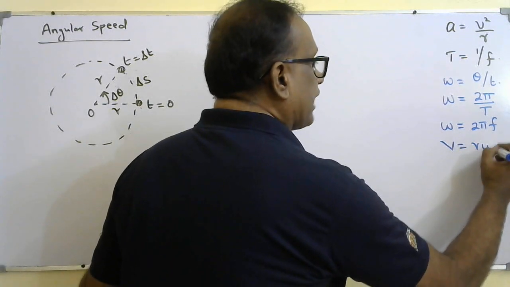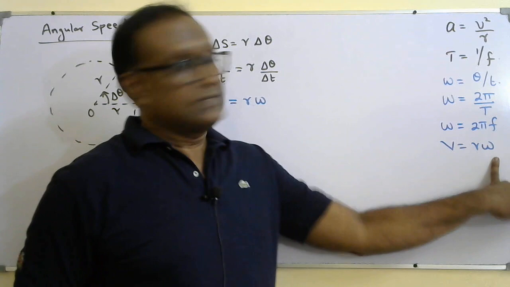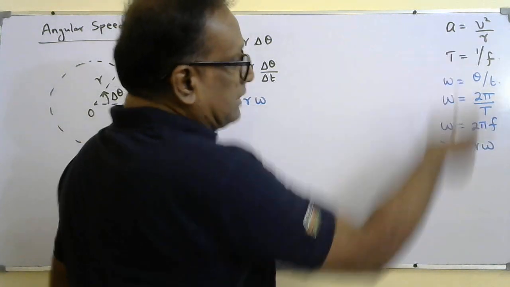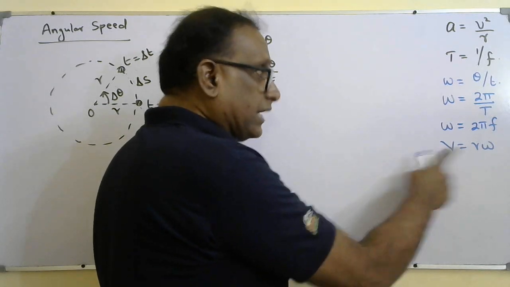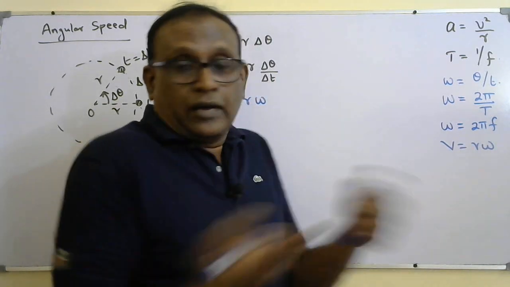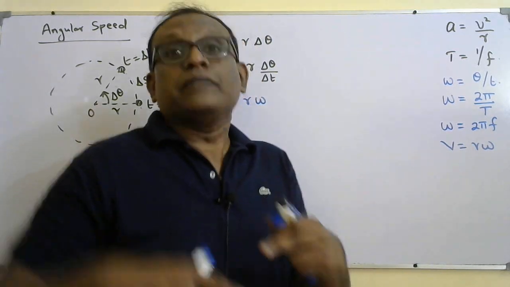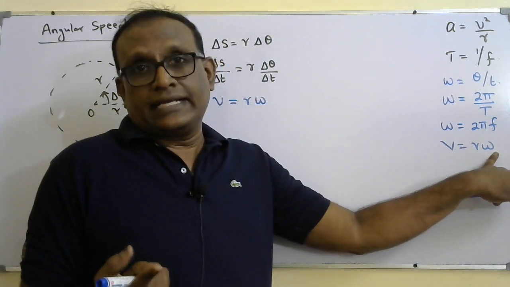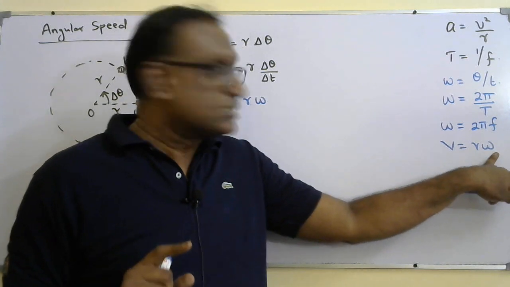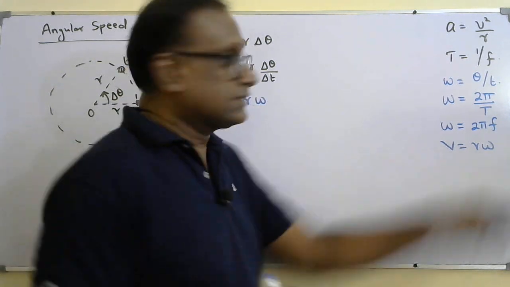This we use at an instant. So at a particular instant, the speed might be v and omega might be a particular value, but later it might change. The speed might increase, so omega also will increase at another time. So we can use this at an instant.